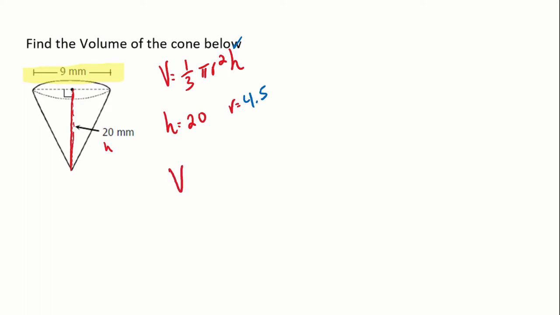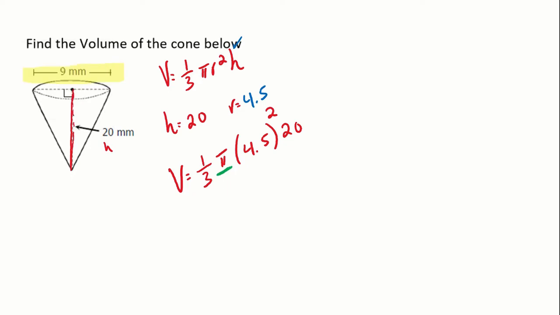The first thing I'm going to do is exactly that. I'm going to substitute it back into the equation. So we have the 1/3, I have my pi, I just found the radius to be 4.5, and that's going to be squared, times height of my cone, which in this case is 20. I simply have to put all this in the calculator. I'm going to leave it in terms of pi, so I'm going to put everything except pi into my calculator.